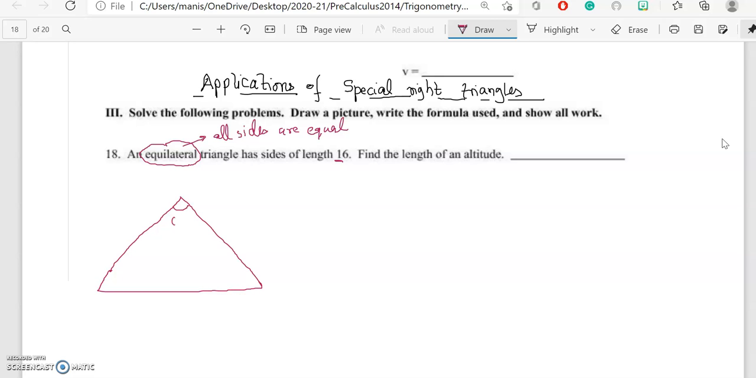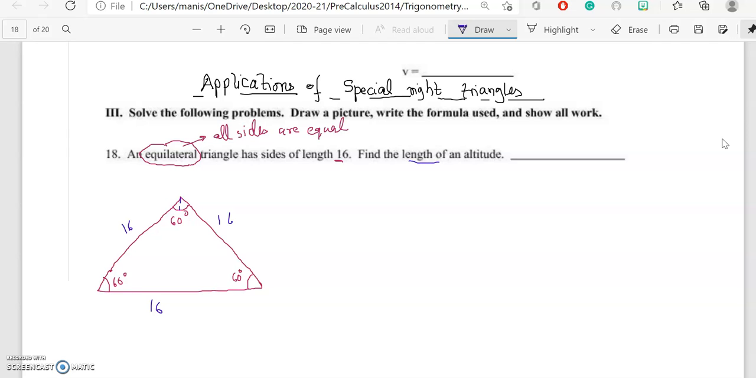As I mentioned, in an equilateral triangle, all angles are equal. The total sum of all three angles is 180 degrees, so this will be 60, 60, 60. And as it says, one side is 16. This means all will be 16, 16, and 16.